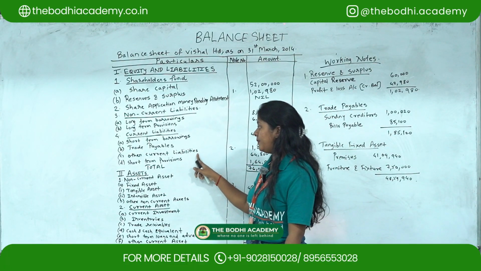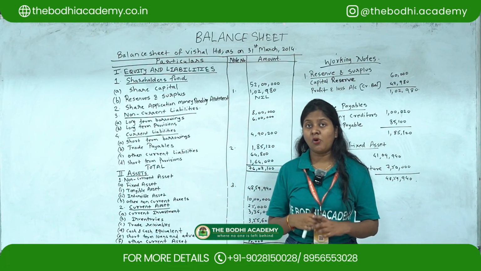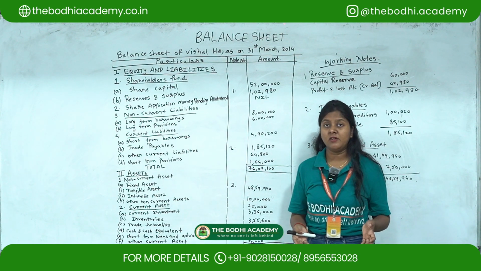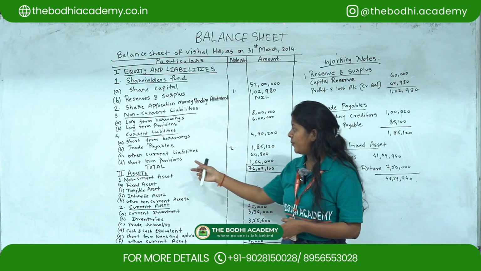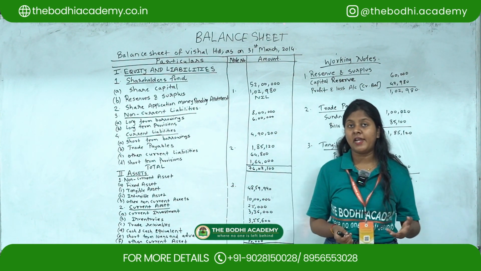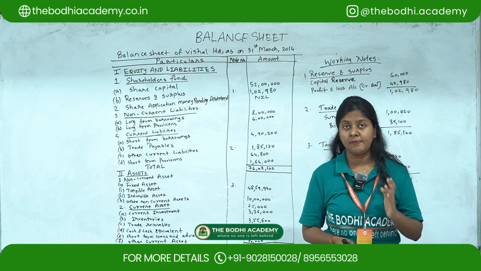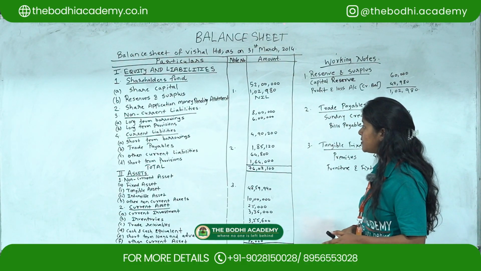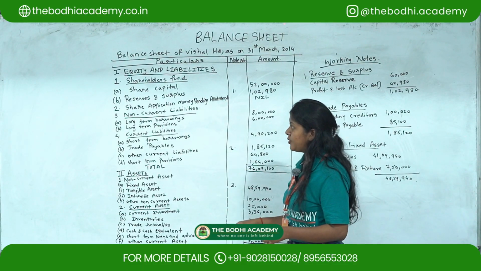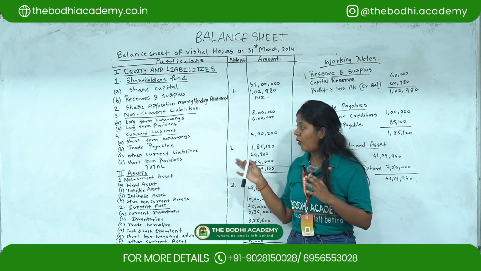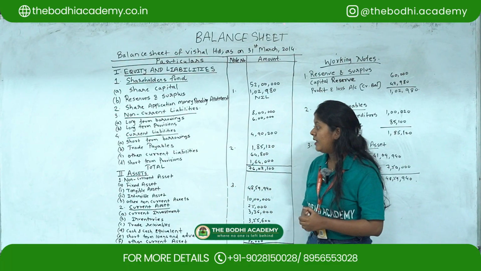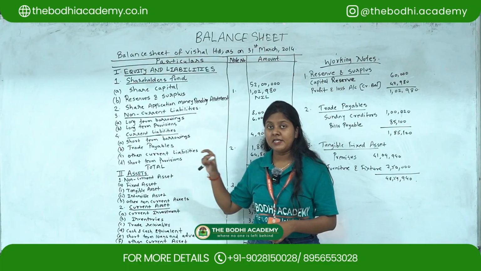Next, other current liabilities: all your outstanding and unpaid dividends and all. Then short-term provisions: provision for tax and proposed dividend. This you can remember with regards to short-term provisions. So you have to remember all the bifurcation and where each item goes. Then next, the second part is assets.